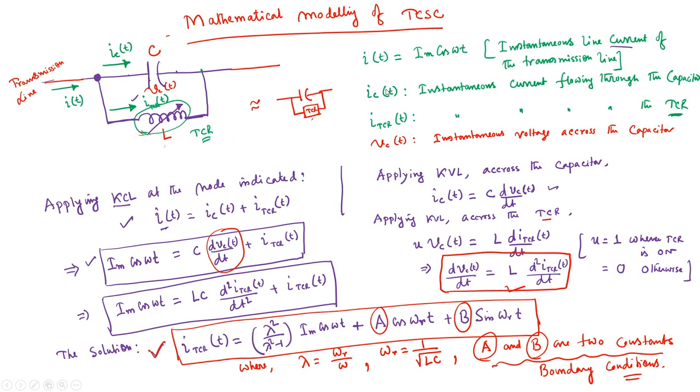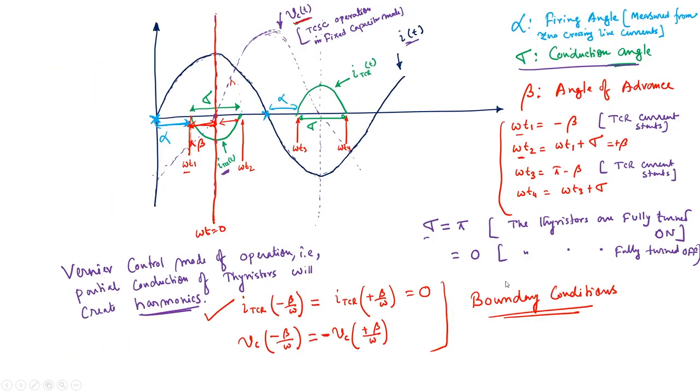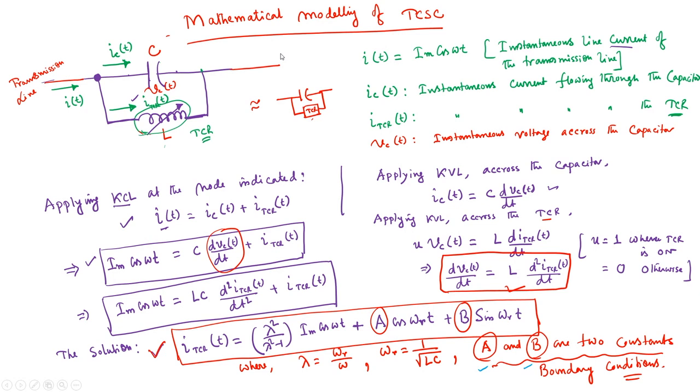That is the brief mathematical modeling of TCSC. We will continue this mathematical modeling in the subsequent lecture. We will derive the expressions for the arbitrary constants A and B, and we will also derive the actual expression of VCT. As I said, this VCT profile is not the actual voltage profile across the capacitor, because the voltage across the capacitor depends upon the current flowing through the capacitor, that is ICT. And ICT, as you see from the KCL equation, is the difference of the line current and the TCR current.